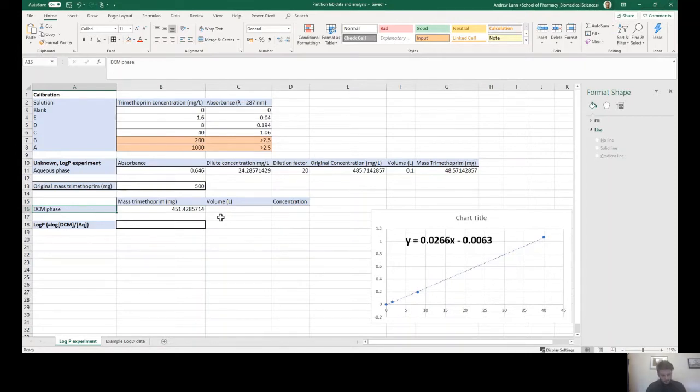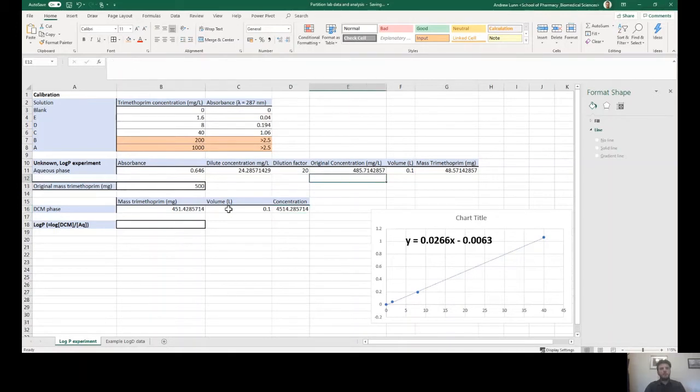So carrying on with question 3, and given that 100 millilitres of DCM was used, what is the trimethoprim concentration in the DCM? So the volume that we used was 0.1 litres. Let's all stick in the same units on here. So 100 millilitres, 0.1 litres. And so the concentration is simply the mass that we used divided by the volume. And so we have a concentration of 4,514 milligrams per litre.